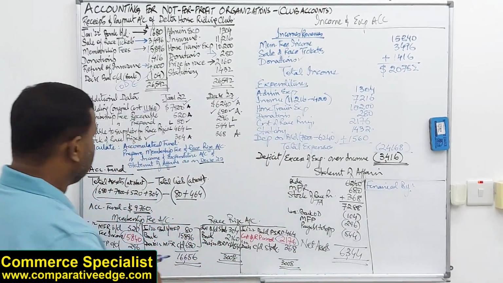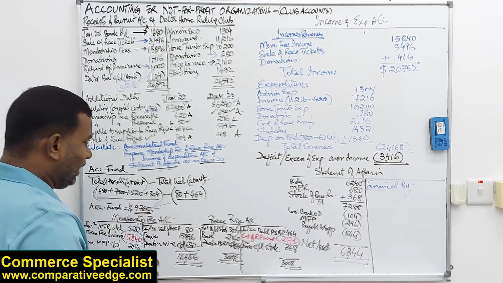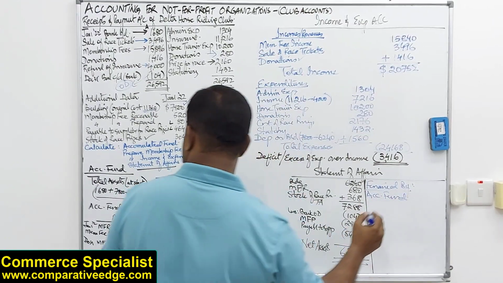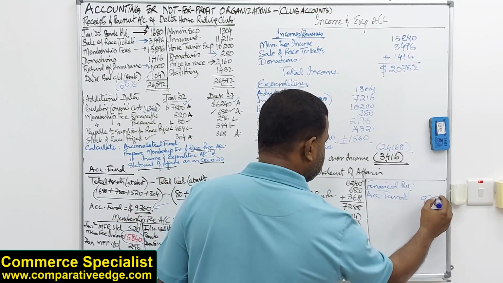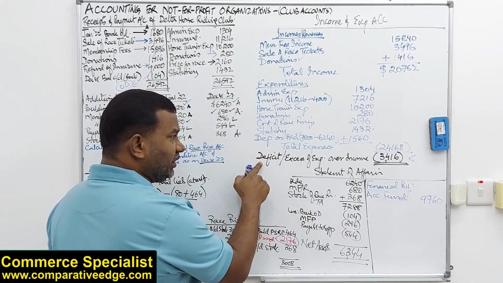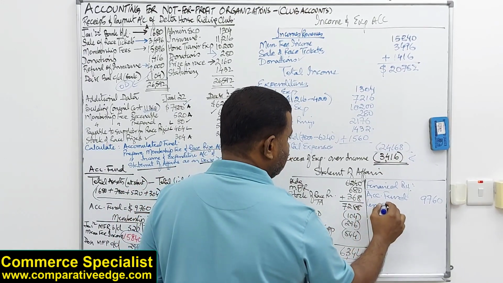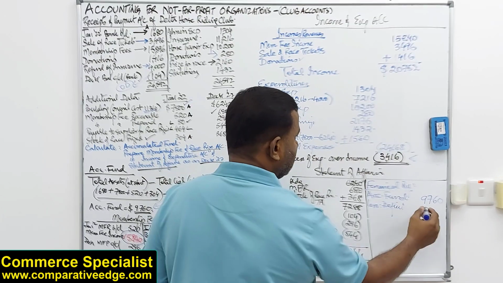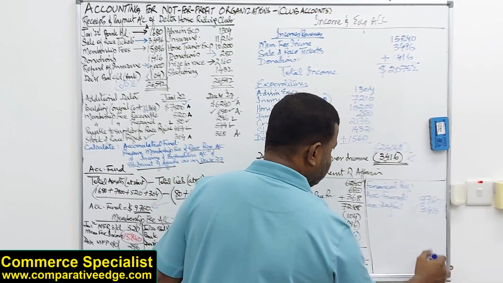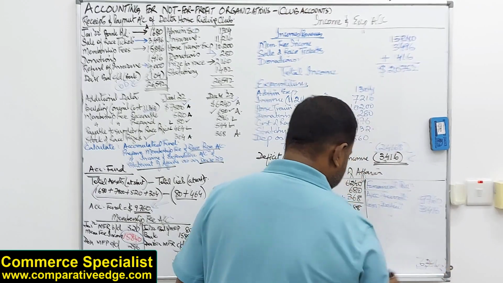The very first thing here, if you notice, is the accumulated fund, that is the opening capital. This much the club already had, 9760. So I'm writing here accumulated fund, 9760. And then we have to incorporate this. Because it's a deficit, it's a negative balance. In other words, it's a loss. So I'm writing here less deficit, 3416. 9760 minus 3416 will give me 6344. Hence balanced.